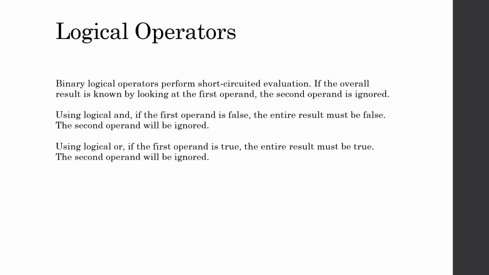And then with a logical OR, if the first operand is true, again, we already know what the entire result is going to be. In this case, it's going to be true. So we don't have to really worry about what the second operand is. We're just going to ignore that and already be done with that evaluation. So this short-circuited evaluation basically allows you to look at just one operand, if possible, and immediately complete that evaluation process.